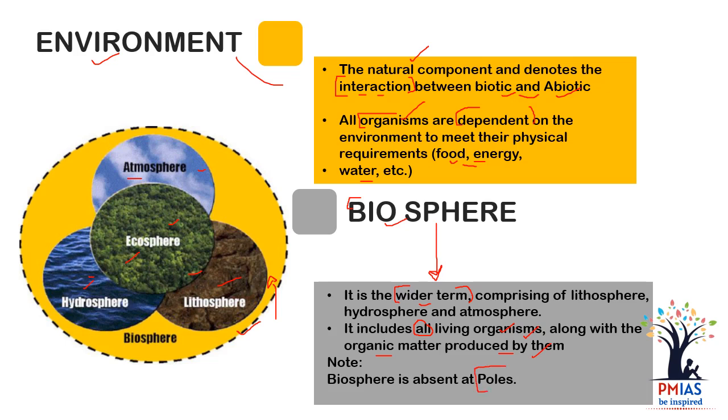But the biosphere is absent at poles because of the slanting sun rays. So at the poles it is different. It is fully frozen: permafrost, tundra and taiga regions. So the biosphere is absent at poles, but not at all times.